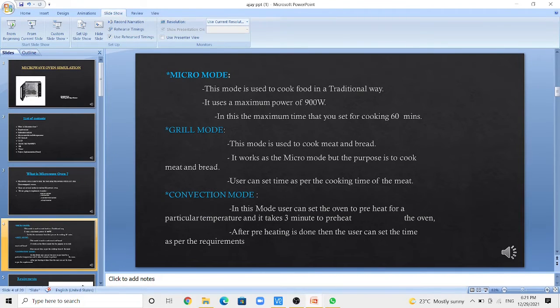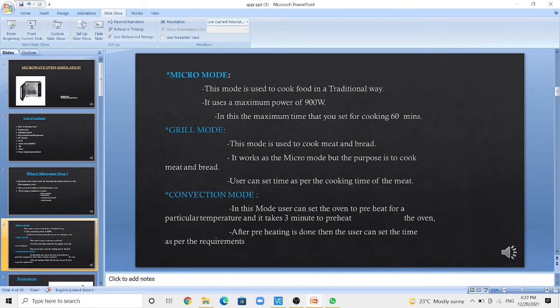Okay, after preheating is done, then the user can set the time as per the requirement. Who is the user here? We are the users. We can set the time after the preheating time.